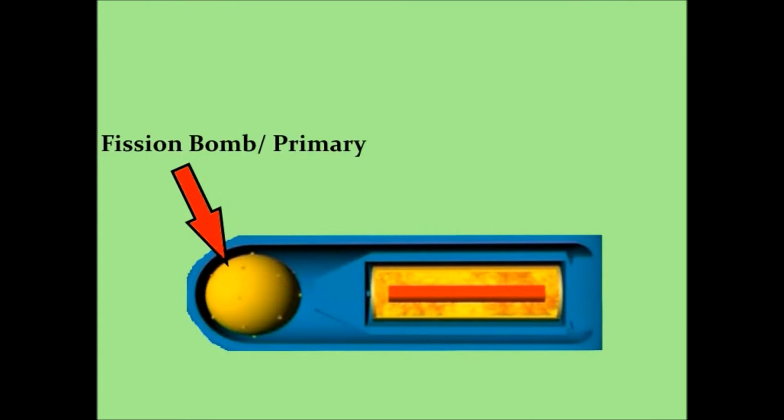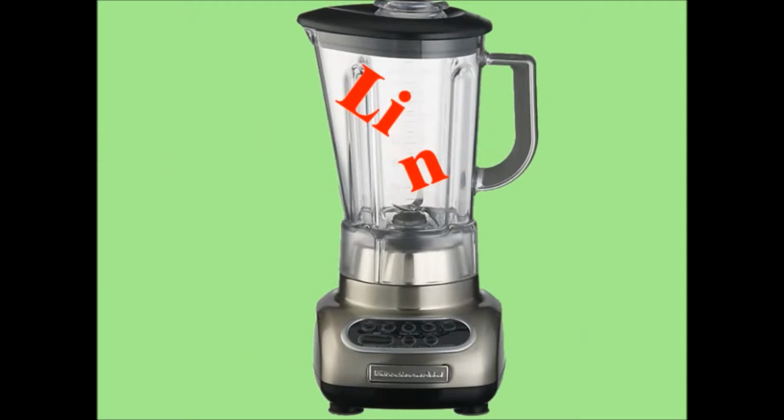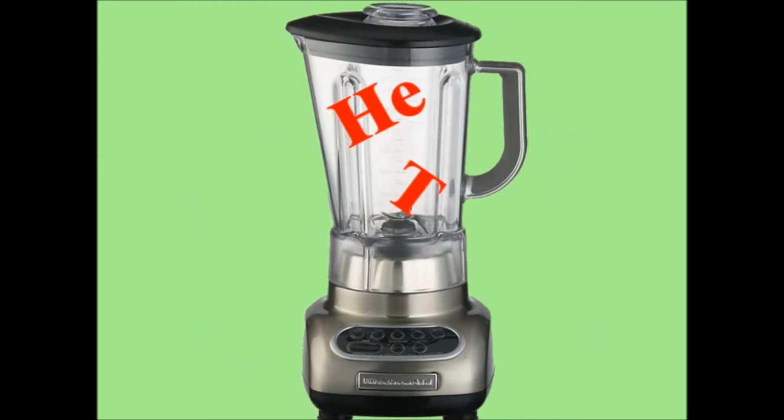Well, in the hydrogen bomb, there is a fusion bomb, also known as the primary, which releases large amounts of radiation and neutrons. The neutrons then mix with the lithium inside the thermonuclear part, or the secondary part, of the hydrogen bomb. This process then creates tritium and helium. The chemical reaction happening inside the bomb is the lithium and the neutrons mixing together and then having a final result of helium and thorium.